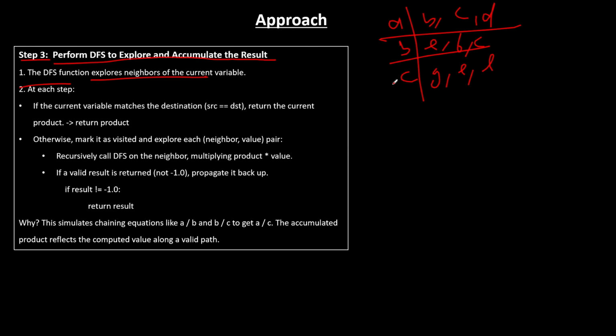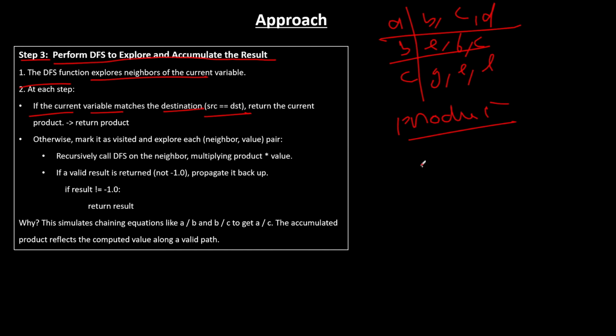If you had created it using only a list, the searching part might have been more difficult to do, right? But using the default dictionary makes it easier for us. Now, at each step, when we are doing the DFS traversal, if the source matches the destination, we return the product.